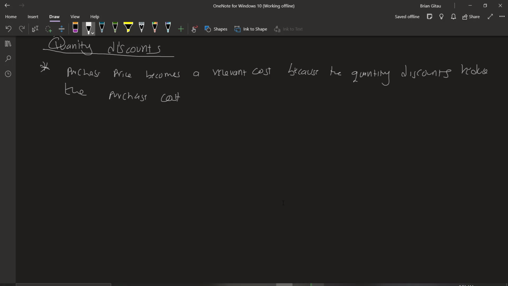So we analyze the total cost without the discount. The total cost without the discount, we will take the purchase price. The purchase price is 2,000 multiplied by 50 shillings, and this will give us 100,000.